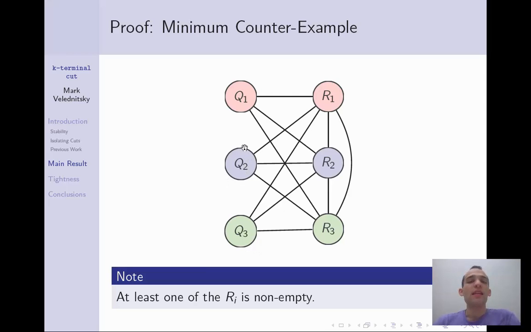And what I claim is that we don't really care about what happens internally to these sets. What we're only going to care about is how the edges between these sets relate to each other. So essentially, if we have a counterexample, we can consolidate it down into a counterexample where all of these are just one vertex. So if the counterexample exists, there must be a counterexample that has at most 2k vertices and has this general structure. And note that because we assumed that for at least one of these, the qi is not equal to the whole source set, there must be at least one of these ri which is non-empty.